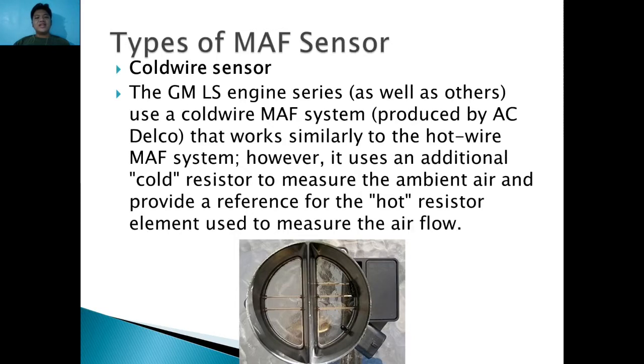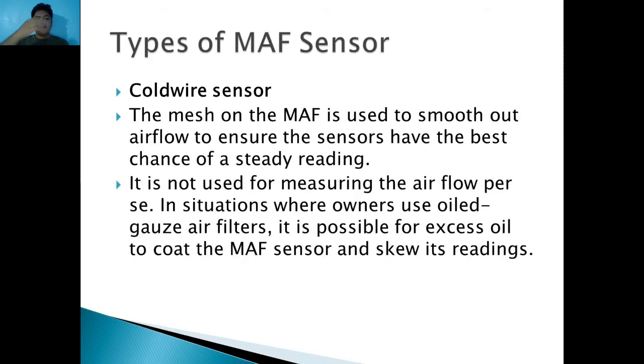Cold wire sensor. The GM LS engine series use a cold wire MAF system that works similarly to the hot wire MAF system. However, it uses an additional cold resistor to measure the ambient air and provide a reference for the hot resistor element used to measure the airflow. The mesh on the MAF is used to smooth out airflow to ensure the sensor has the best chance of a steady reading. It is not used for measuring the airflow per se.